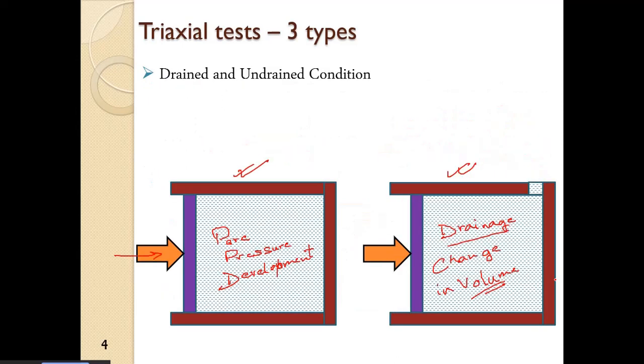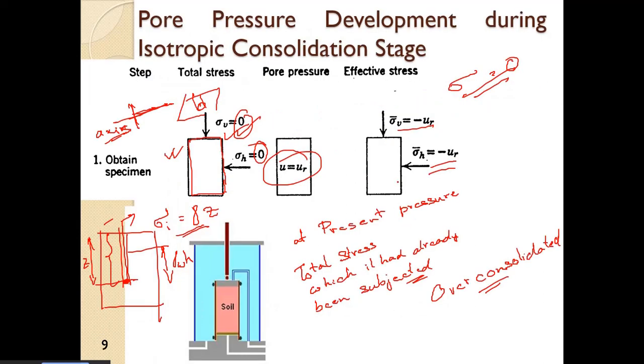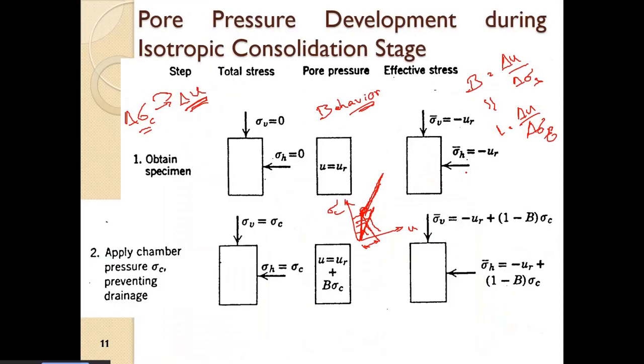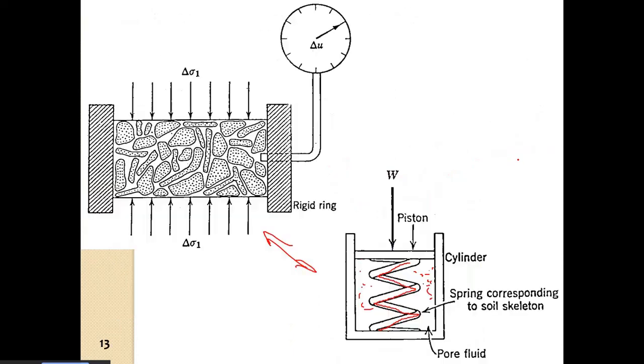So we have discussed in detail what the various conditions are, undrained and drained conditions, then how we apply the cell pressure at various stages, and what happens when we apply the cell pressure in an undrained condition, how the pore pressure develops initially, and when it reaches the previous effective stress state of the soil, that is the pre-consolidation pressure. So then what changes in the behavior take place?